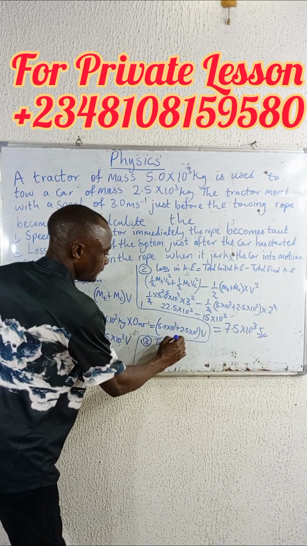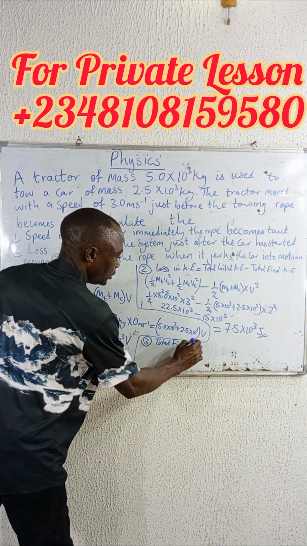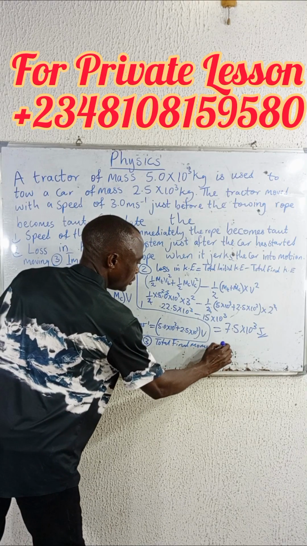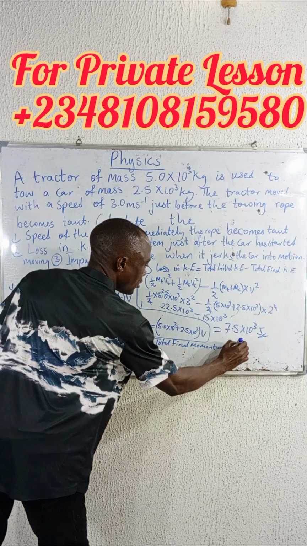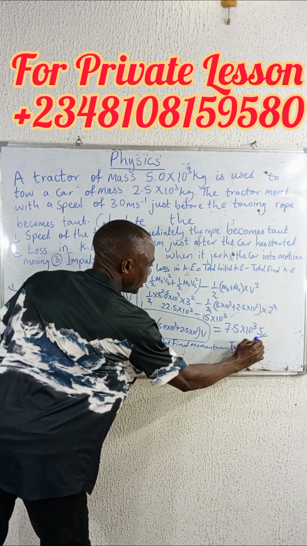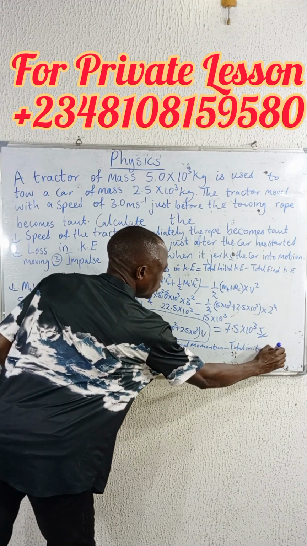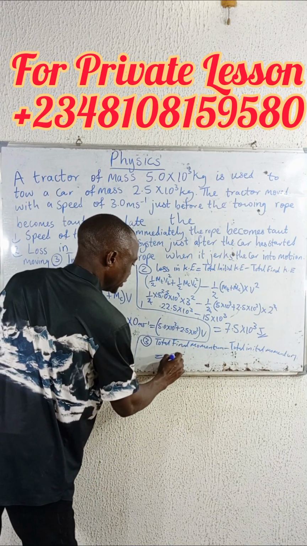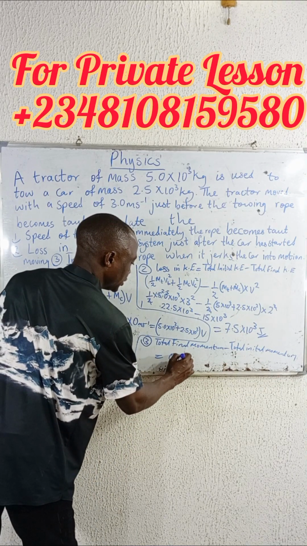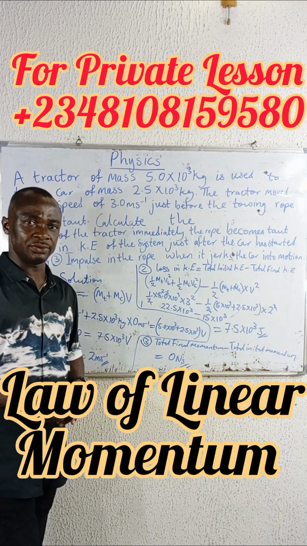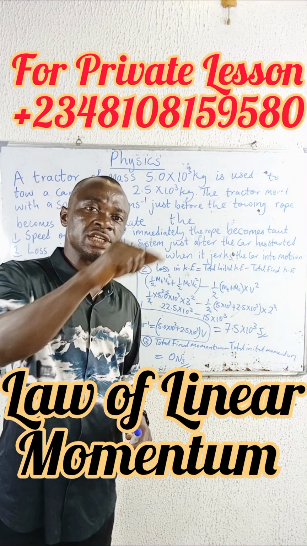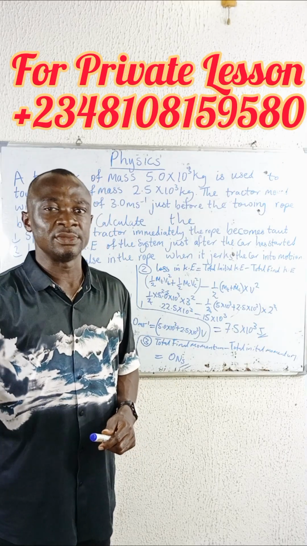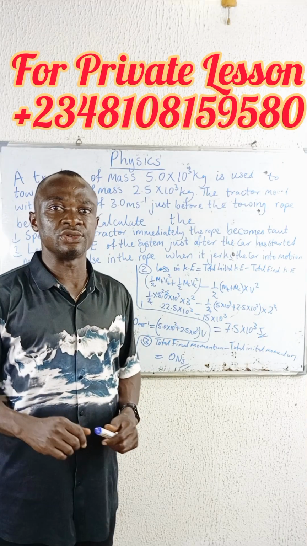Therefore, the impulse in the rope is going to be total final momentum minus total initial momentum. And that will give us 0 Newton second. Why is this 0? It is 0 because the total initial momentum is equal to the total final momentum according to the law of conservation of momentum.